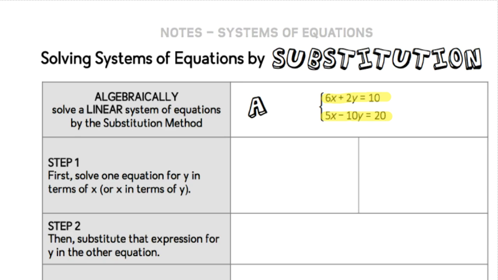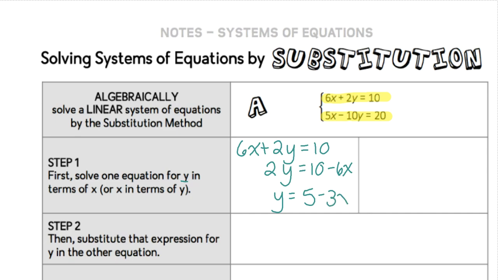So if we take that first equation, 6x plus 2y equals 10, and I want to isolate it. Let's say I want to solve for y in terms of x. I am going to isolate that variable. So I am going to get 2y equals 10 minus 6x. And then I'm going to divide everything by 2 and get 5 minus 3x. That would be one possible way of doing that.